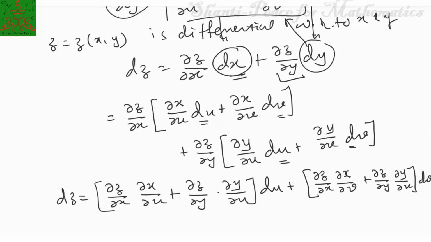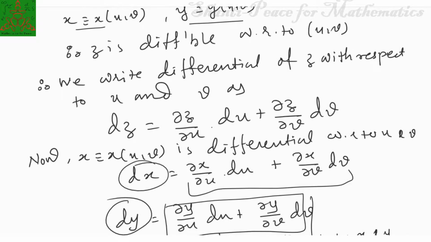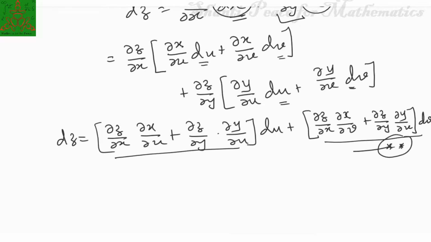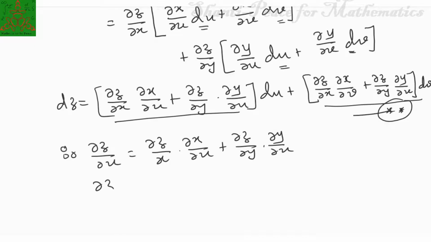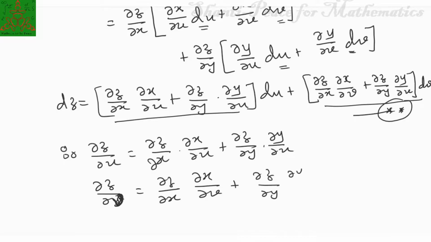This is nothing but dz. If I call this a double star, and the other equation a star, then if you compare the star and double star, you will notice that del z by del u and del z by del v come to these quantities. So that's why we have del z by del u equal to del z by del x into del x by del u plus del z by del y into del y by del u, and del z by del v equal to del z by del x into del x by del v plus del z by del y into del y by del v.